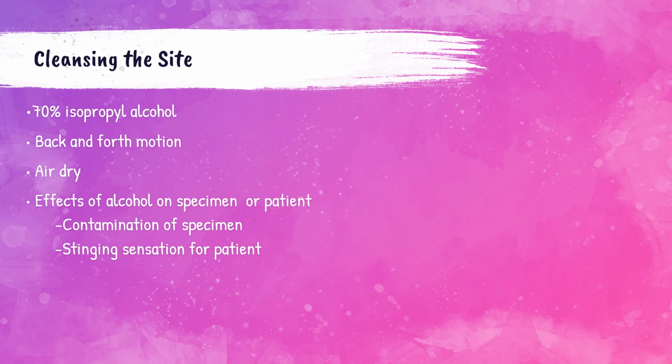The same antiseptic that is used for venipuncture is used for dermal puncture, which is 70% isopropyl alcohol. The procedure for cleansing the area is the same. The area is cleansed with the alcohol wipe and allowed to air dry. And once it's cleansed, that area cannot be touched again except with a puncture device. If the alcohol is not allowed to dry on the finger or the heel, the sample can be contaminated or cause the patient to feel a burning sensation.